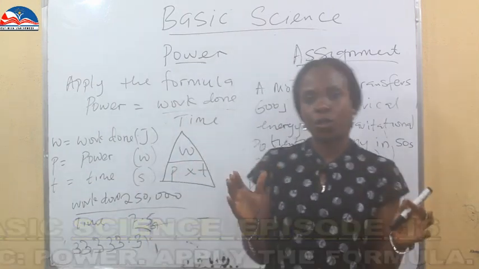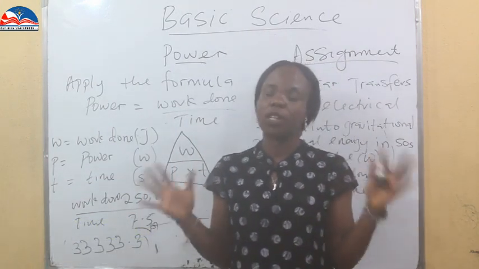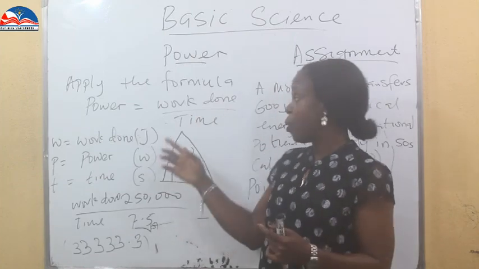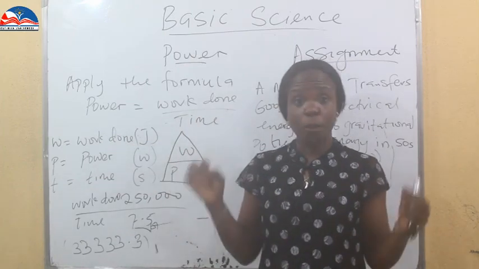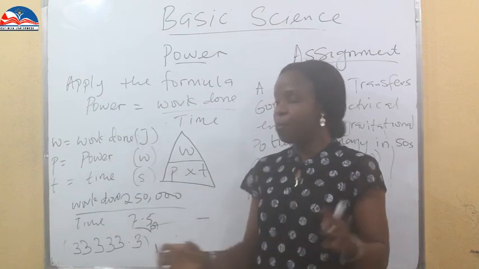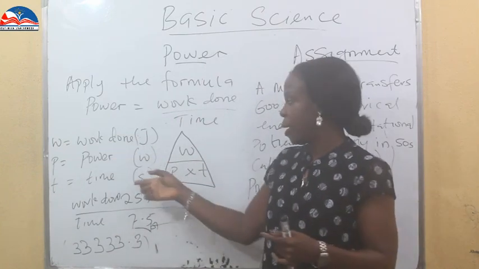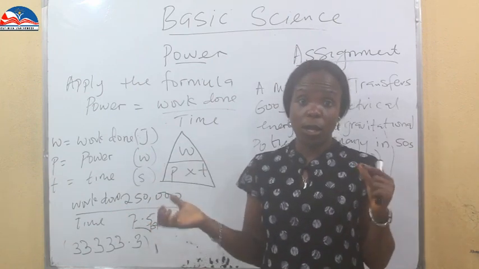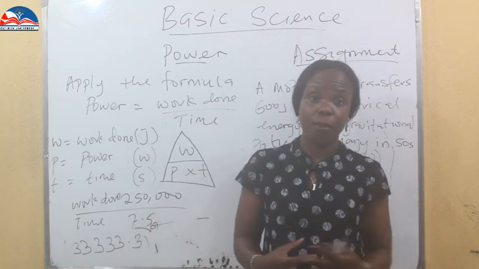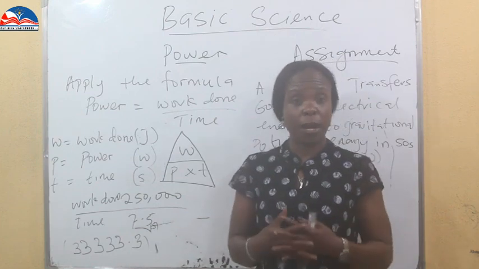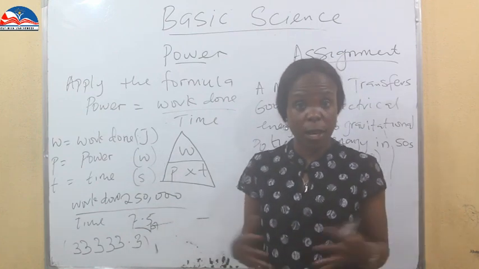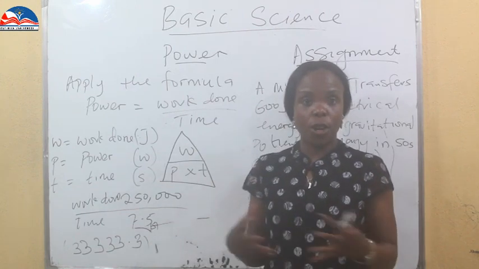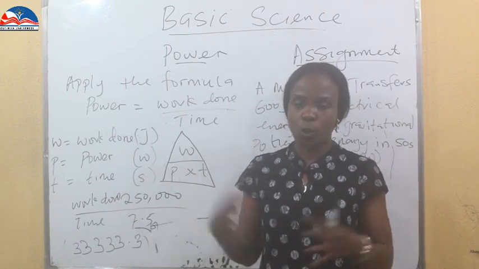It's just an introduction to power and application of the formula. So we've been able to master the formula. Remember, W is work done measured in joule. P is power measured in watts. And then T is time measured in seconds. If you're able to know this, you'll be able to put them back into your equation. And remember that power is equal to work done divided by time. Know what the work done is, then know your time, then divide and get your watts.